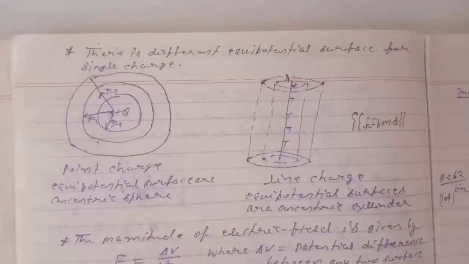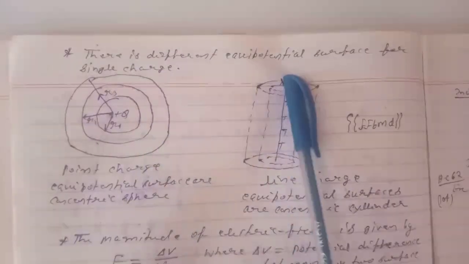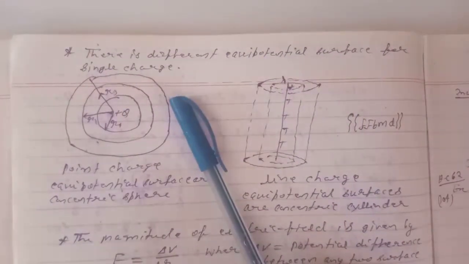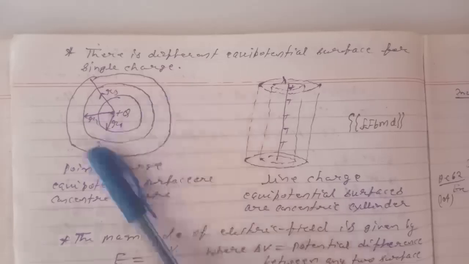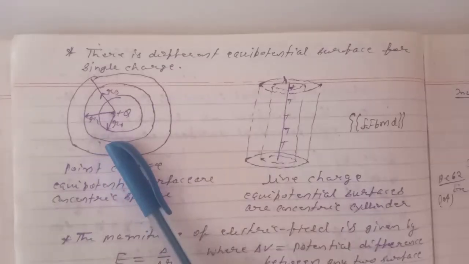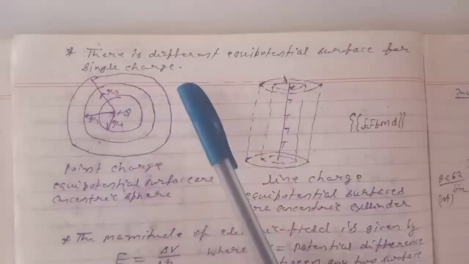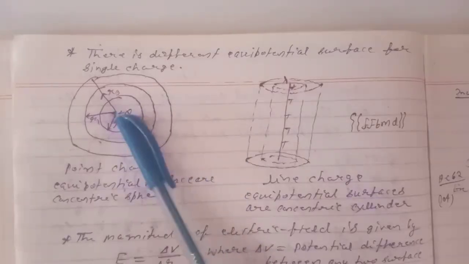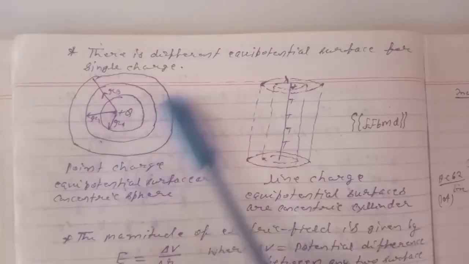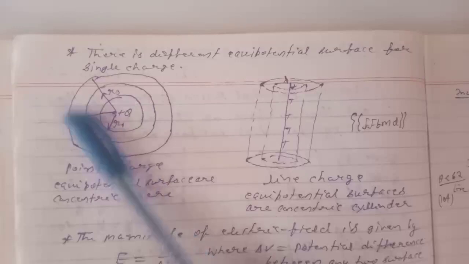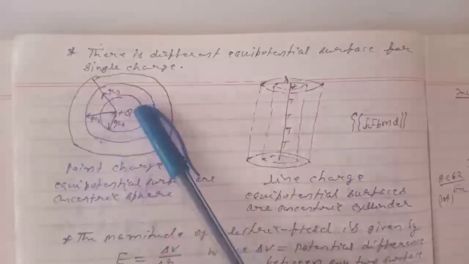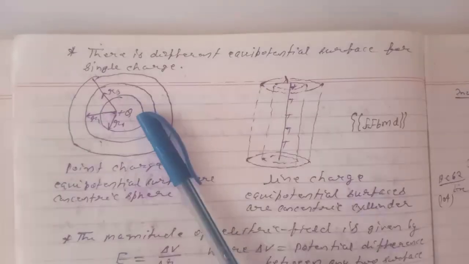Next point is that there are different equipotential surfaces for a single charge, or if we have a single charge, then there may be many equipotential surfaces for that charge. For example, if we consider a point charge, then every sphere surrounding it is an equipotential surface.